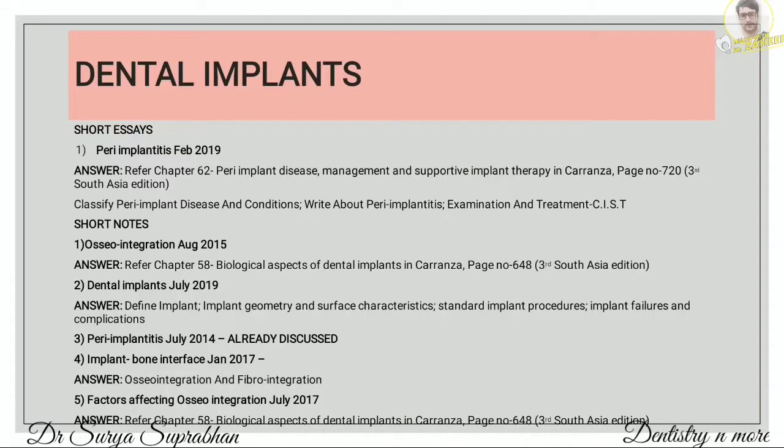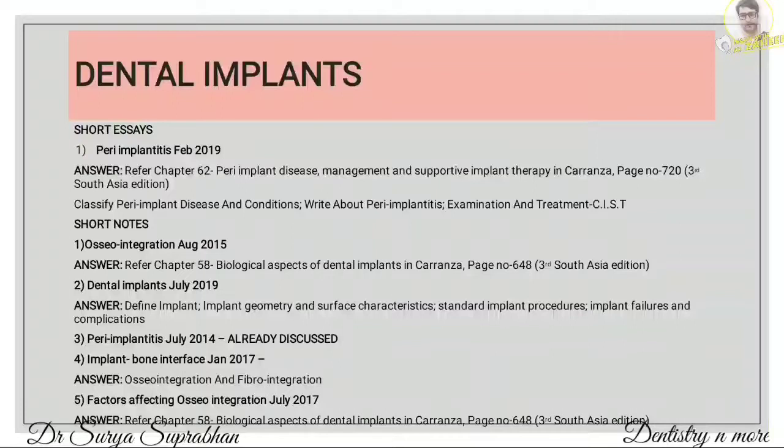Now coming to dental implants. First is peri-implantitis. For this you have to refer chapter 62, peri-implant disease management and supportive implant therapy, page number 720. First you have to define what is peri-implantitis, then classify the peri-implant disease and condition, and then you have to write about the examination. Under examination you have to write about the microbial testing, stability testing, the periodontal probing and also the radiographic examination.